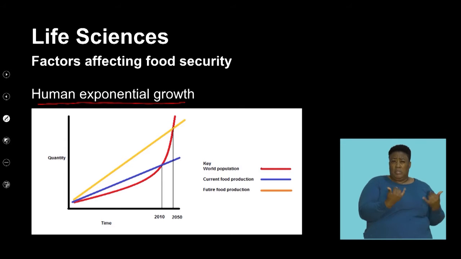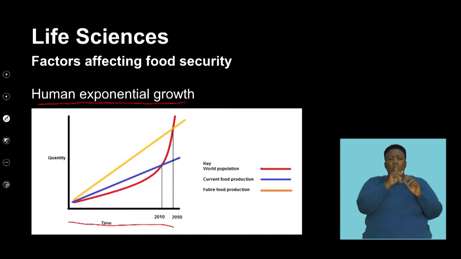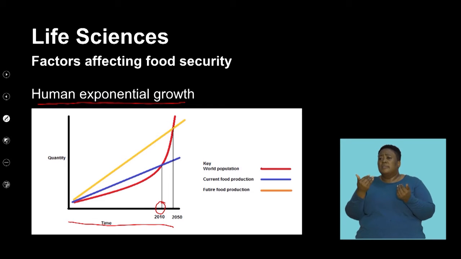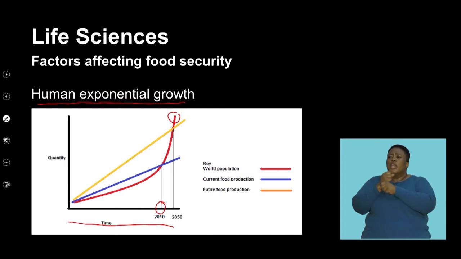And so this graph illustrates the population over a period of time. And here we've extrapolated what the population is approximately in 2010 and what the population is expected to be in the year 2050. And as we look at the key on this graph, we can see that the red line shows that there's been an exponential increase in the world population, and probably will be in the next 50 years' time. Let's look at what the current food production is.